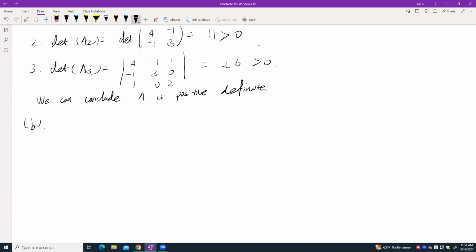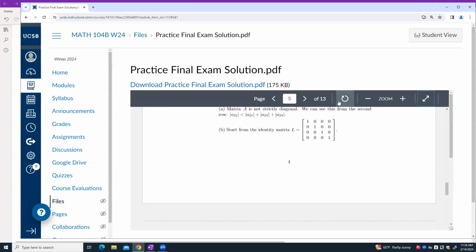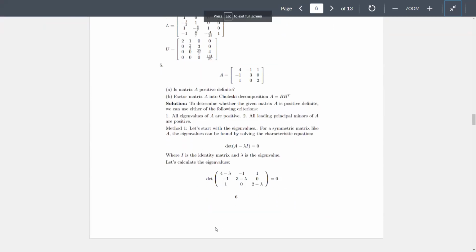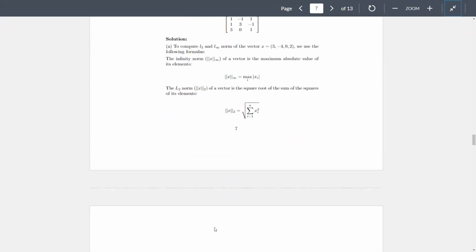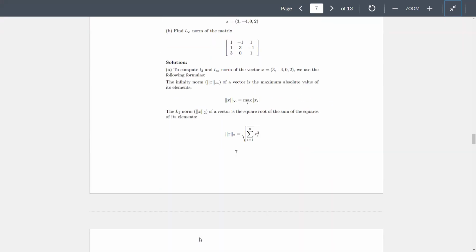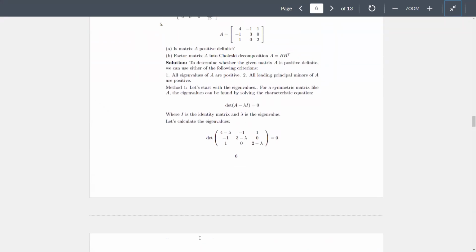And for method 2, I'm not going to write that one on the handwritten notes, because it would be the same as the printed one. The printed one here, you can of course use method 1, but I would recommend you do method 2.